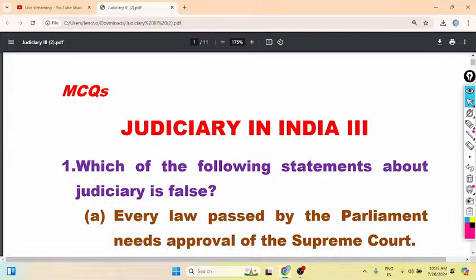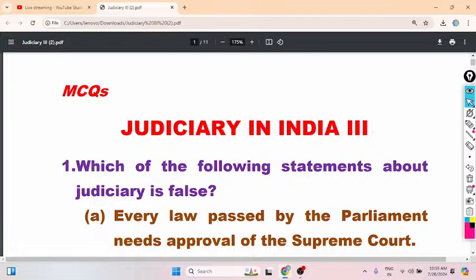Here we will start Judiciary in India 3. We had already two sets on Judiciary and we have discussed very important previous year questions related to Judiciary. We are inventing possible questions for upcoming examinations. So we are developing various types of new, appropriate questions which are possible in the upcoming examinations. So this is Judiciary 3.